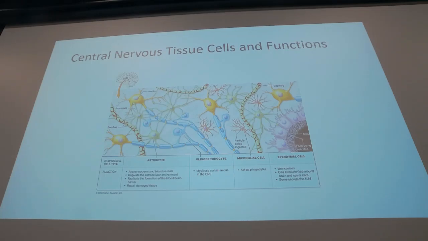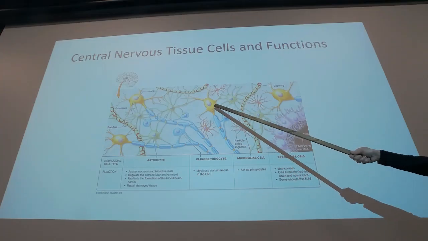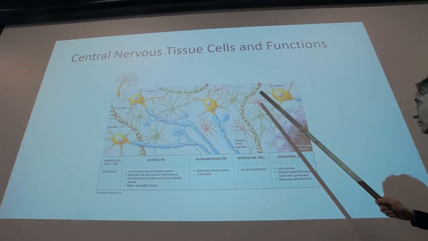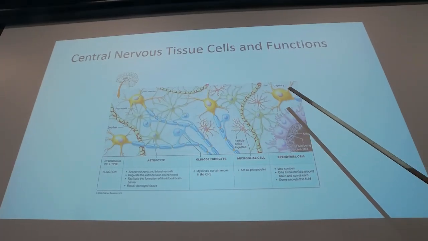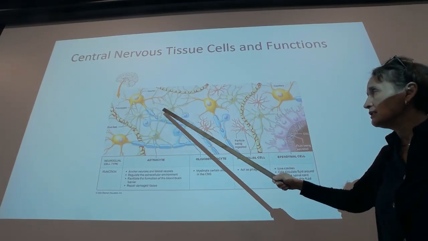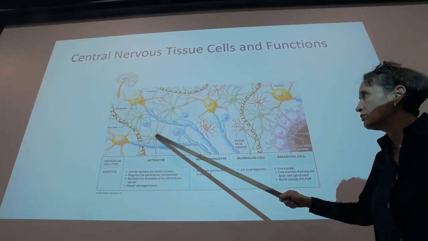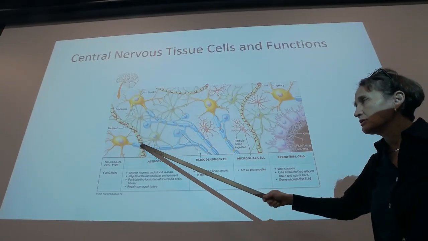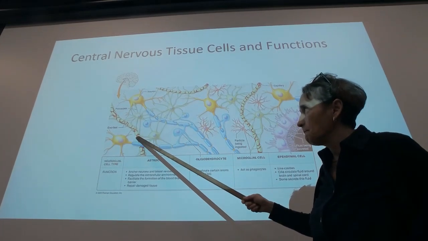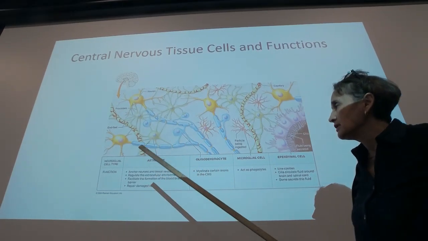So here we have all these different types of cells. We have the main players of the nervous system, which are the neurons, which are these. And then we have the astrocytes. The astrocytes extend their extensions, and they physically connect the neurons and also the blood vessels, forming the BBB, blood-brain barrier. These extensions are like little feet, and these are called end feet.